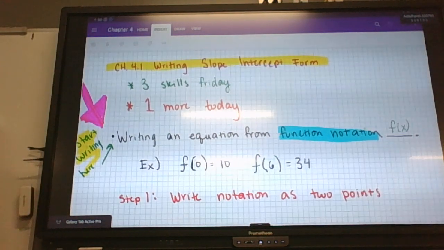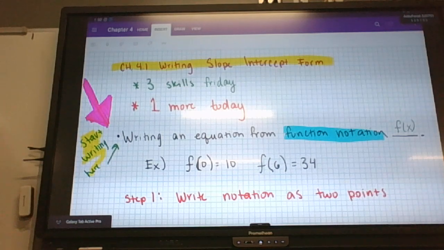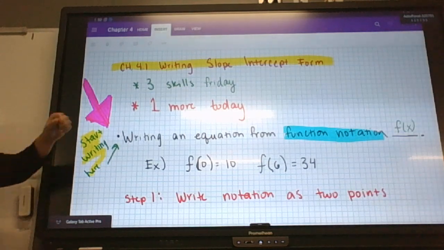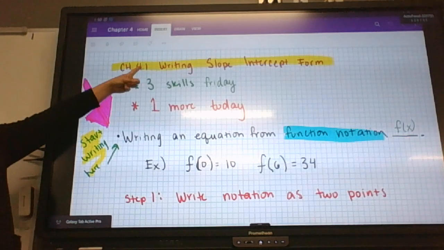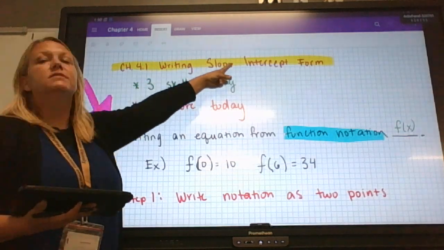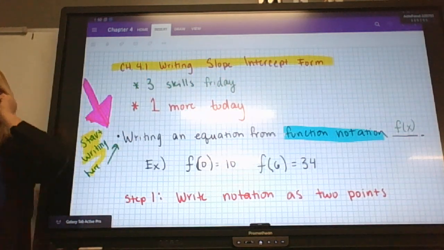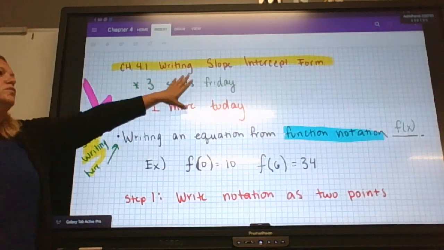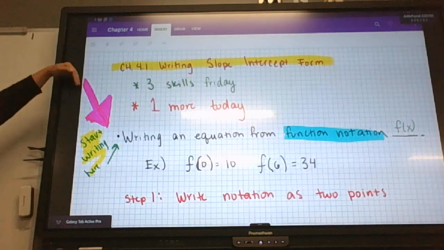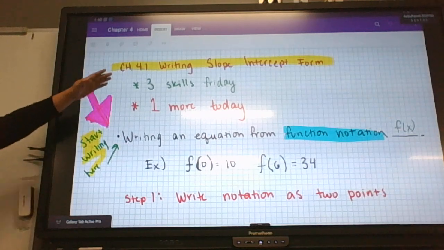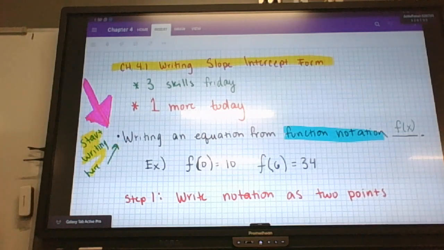So wherever you do your homework, right below it, this is what you're writing. Chapter 4.1, writing slope intercept form. Don't write this. Begin writing where this pink arrow is. Writing an equation for function notation. This is the most difficult skill in this section.